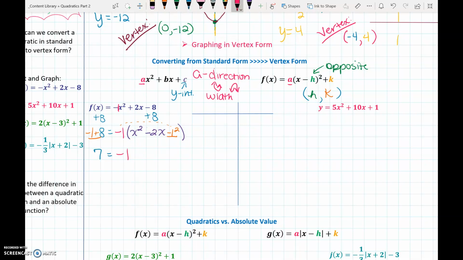7 equals -1 times x, and now I'm just going to bring it down, that -1 and squared. Okay, so we have our a, we have our x minus h. Now let's just move this k term back over.